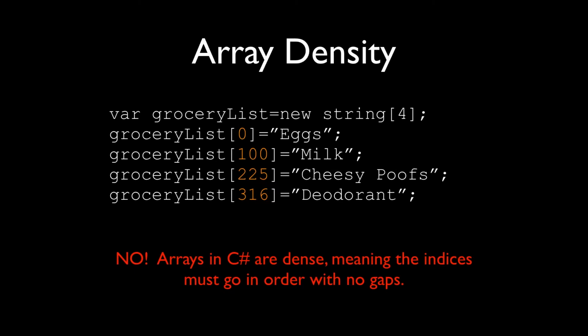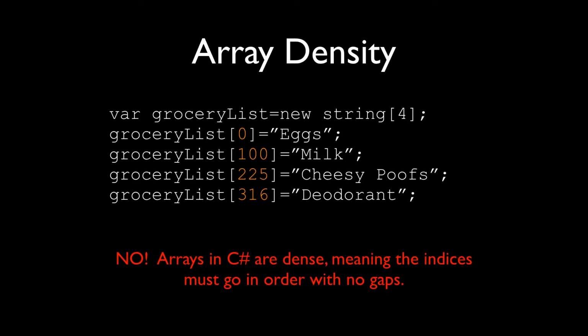We start with 0 with our eggs, and then we stuck our milk in at position 100, our cheese at position 225, and deodorant at 316. These are all just arbitrary numbers that I made up. The size of the array is not changed, right? There's still 4 things in the array, but positionally speaking, we would have to make space for 317 items because the highest index in this is 316, and of course 0 adds 1 to that, so we would have to have 317 spaces. And that's what I mean by array density.